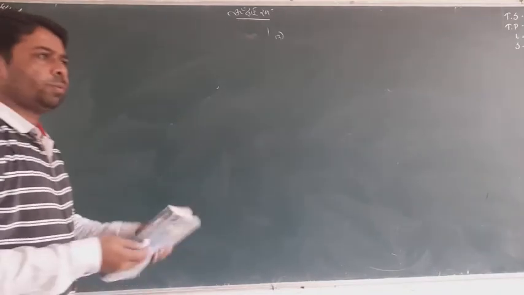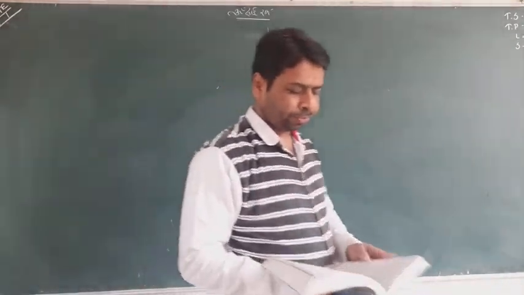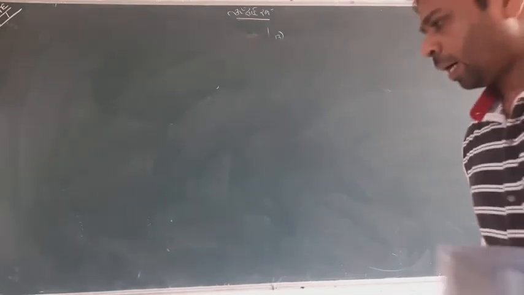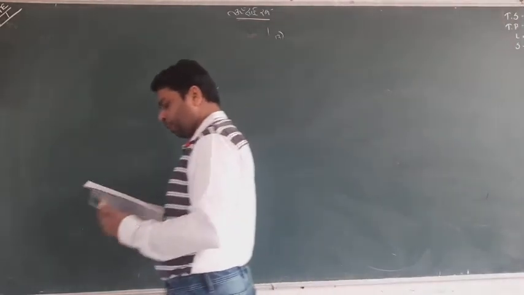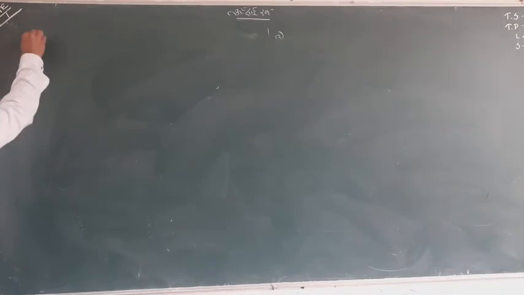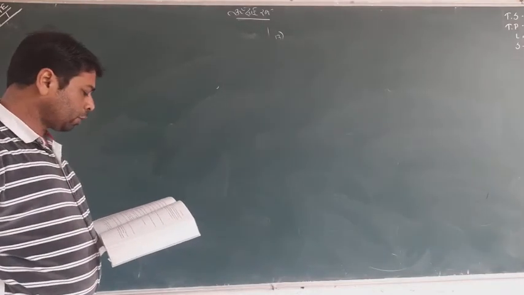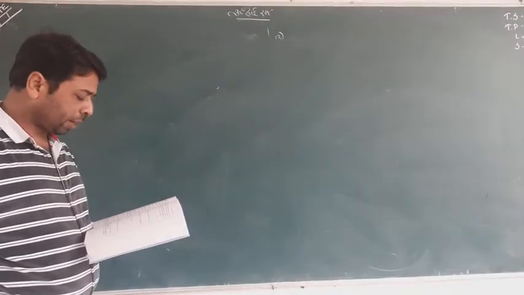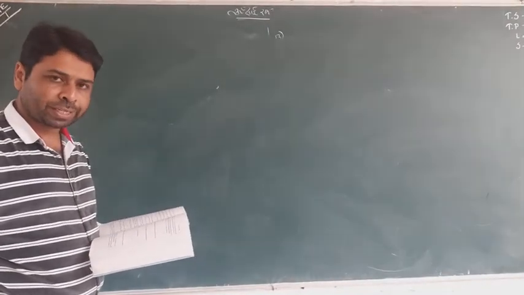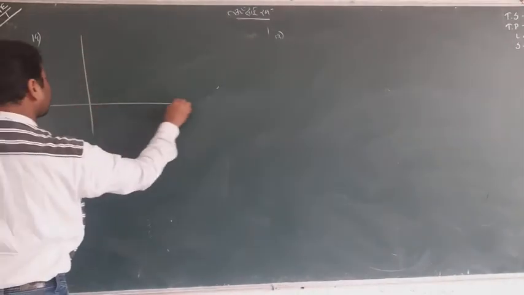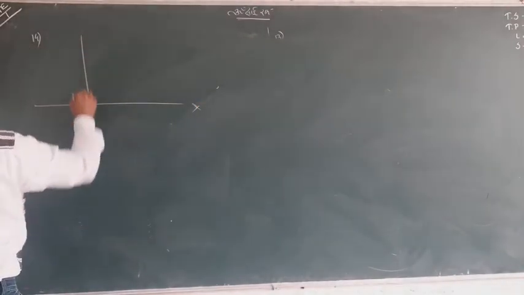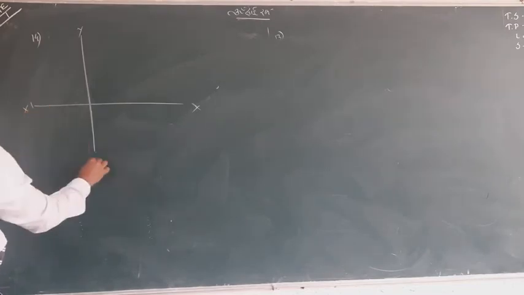Now I'll tell you the question. Question number 14. Let's see. Find the equation of the line passing through (0, 2) making an angle 2 pi by 3 with the positive direction of the x-axis. So I want to make a picture here. The picture is not actually necessary, but for this question, I wish to make the picture.